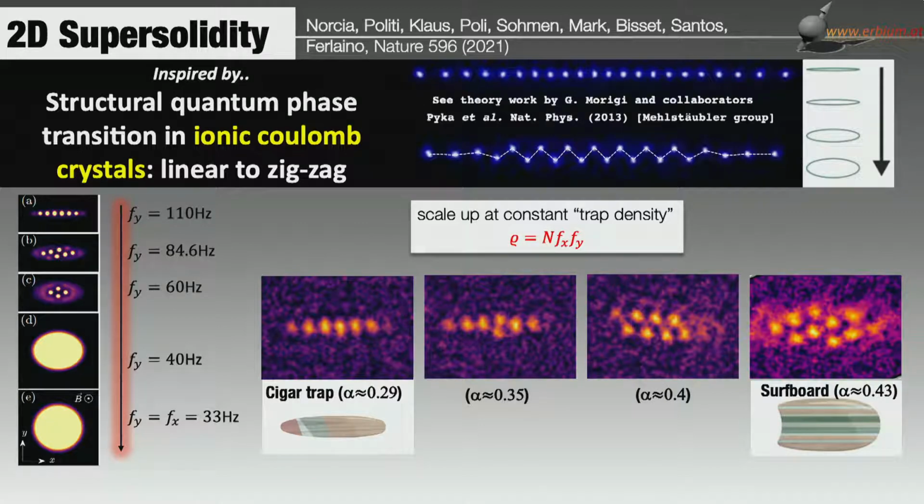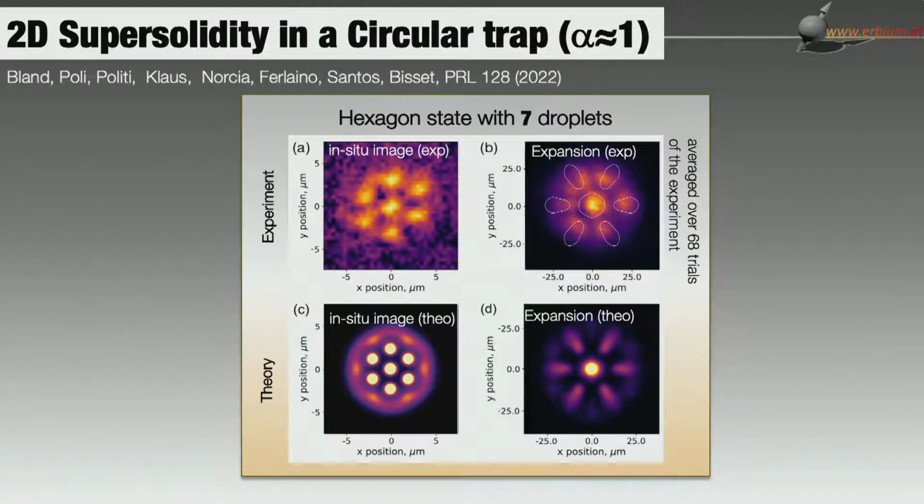And now, very recently, we made a major update in our experiment to have a circular optical trap. So this is now where we see a hexagonal, two-dimensional supersolid, where we also checked the phase coherence. Now that you have a circular state, you can do many things, because this is cylindrically symmetric. And we like cylindrically symmetric states because the angular momentum is really well conserved in this system.